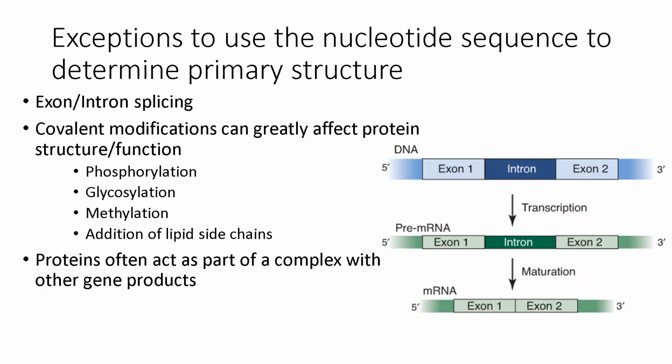There are notable exceptions when using nucleotide sequences to determine protein primary structure. These include alternative splicing of exons and introns, and post-translational modifications such as phosphorylation, glycosylation, and methylation. Additionally, many proteins function only when assembled into complexes with other proteins or gene products.